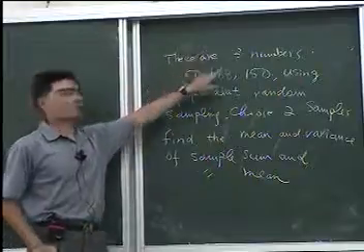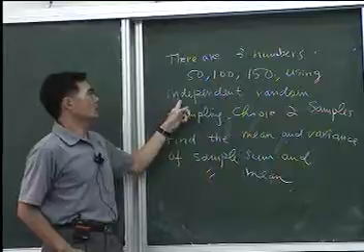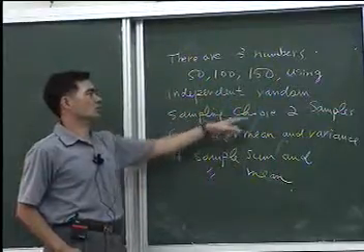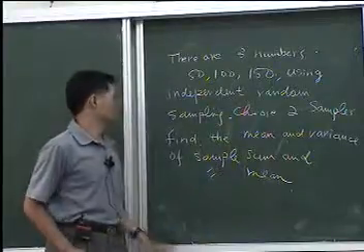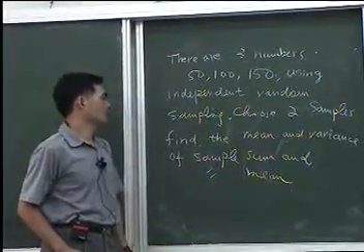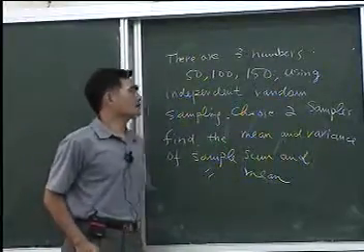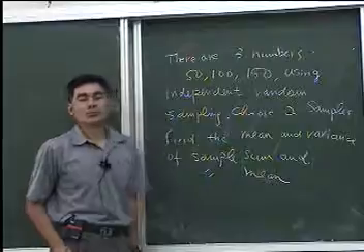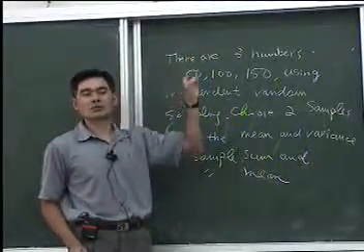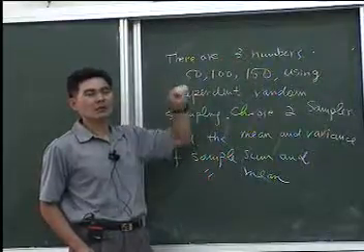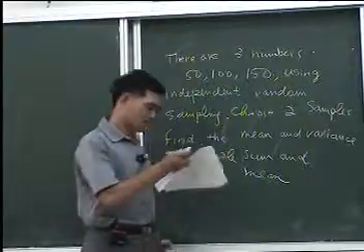So there are only three numbers, 50, 100, and 150, okay? And you use independent random sampling. You choose two samples out of it, and find out the mean and variance of the sample sum and sample mean. In this case, basically you choose one sample first and then return this sample to the population. You choose one, return it, and then choose again. So how many possibilities are there?